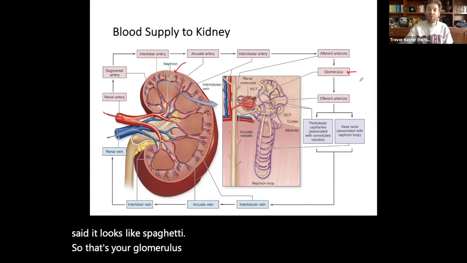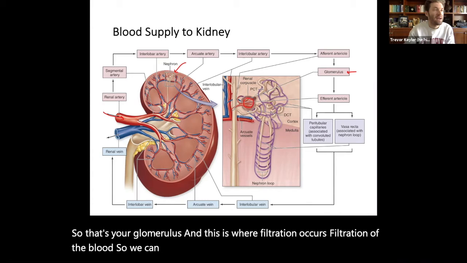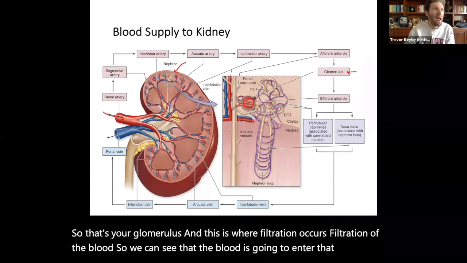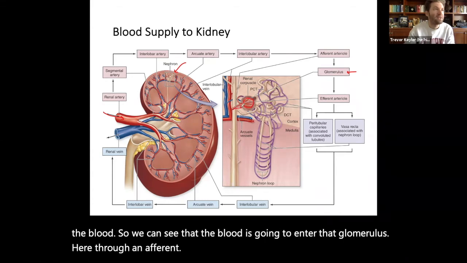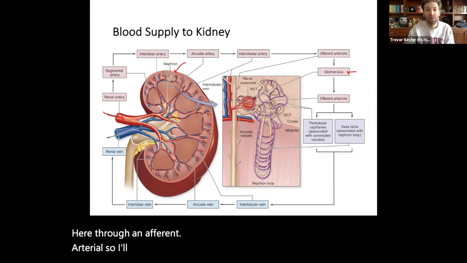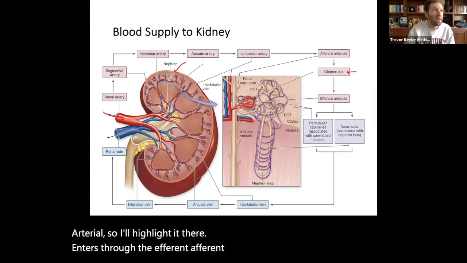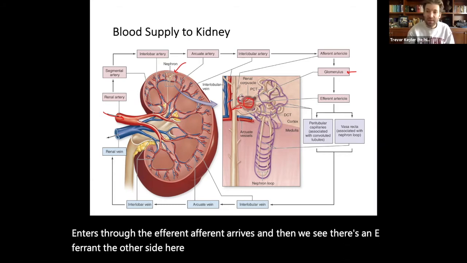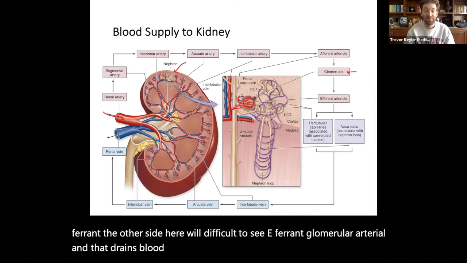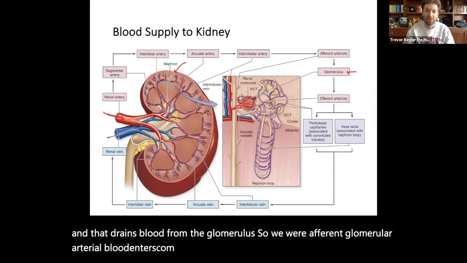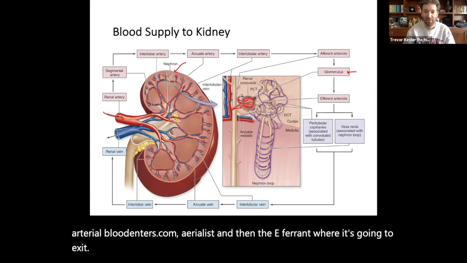And this is where filtration occurs, filtration of the blood. So we can see that the blood is going to enter that glomerulus here through an afferent arteriole. So I'll highlight it there. So it enters through the afferent arteriole. And then we see there's an efferent off the other side here, a little difficult to see. Efferent glomerular arteriole, and that drains blood from the glomerulus. So we have our afferent glomerular arteriole, blood enters that glomerulus, and then the efferent is where it's going to exit and drain from the glomerulus.